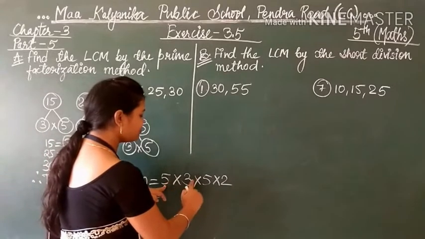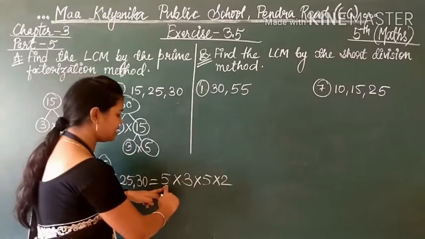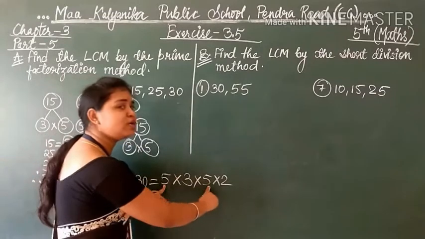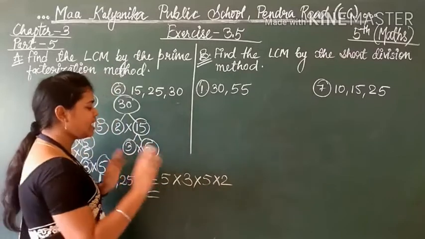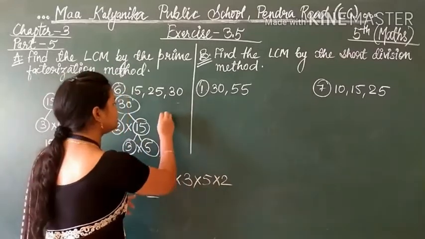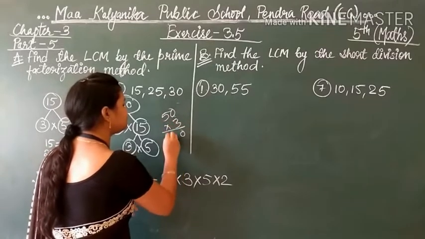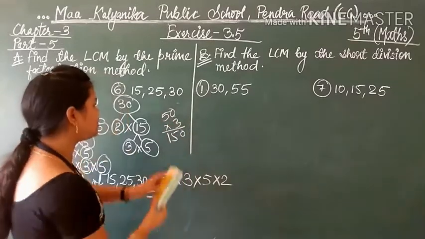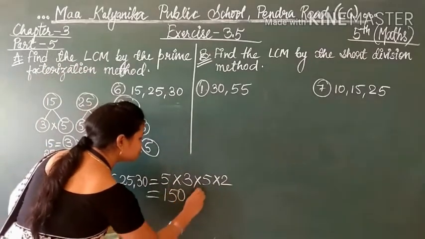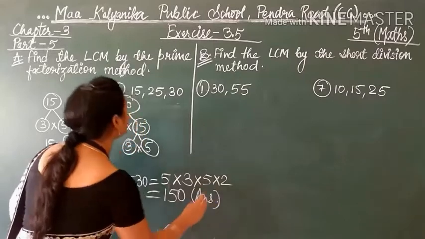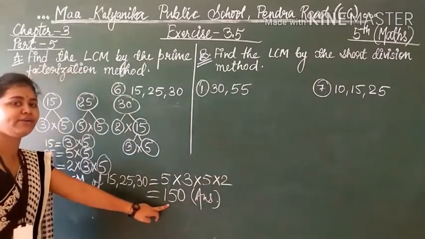Okay. Now, to make it easy, I am telling you this multiplication. 5 5s are 25. 25 2s are 50, and what is left is 3. So 50 multiplied by 3. Simply 3 5s are 15, and 1 zero. So the answer we have received is 150. So students, the LCM of 15, 25 and 30 is 150.